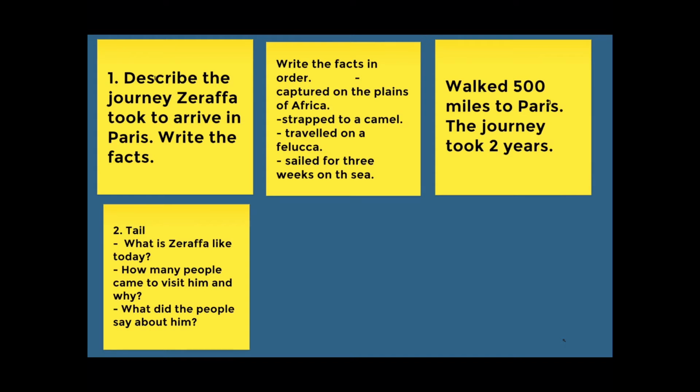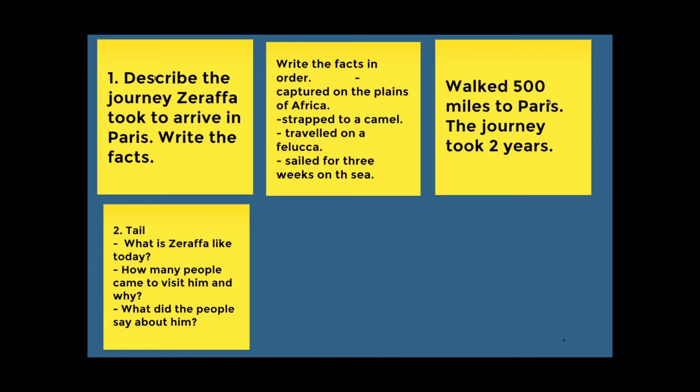Right, children, when you write the main body of your story, I want you to look at number 1 at the top here to help you write it. It says, describe the journey Zarafa took to arrive in Paris. Write the facts in order. She was captured on the plains of Africa. She was strapped to a camel, travelled on a felucca, sailed for 3 weeks on the Mediterranean Sea. Then she had to walk 500 miles to Paris, and this journey took 2 years.